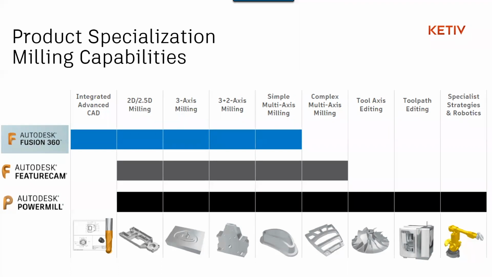Then you start jumping into FeatureCAM, right? You can do the same thing as Fusion 360, but it is standalone software. It comes by itself, in different tiers as well, and you can do some multi-axis milling. And then you have PowerMill, where that kind of has it all. It has everything from tool axis editing to toolpath editing. You can control robots if you're doing a lot of light-tops machining and have maybe some sort of automation incorporated into your workflow. That's something you might also want to look into.